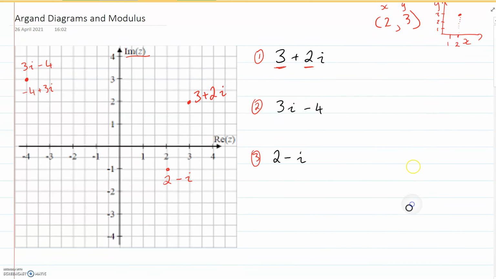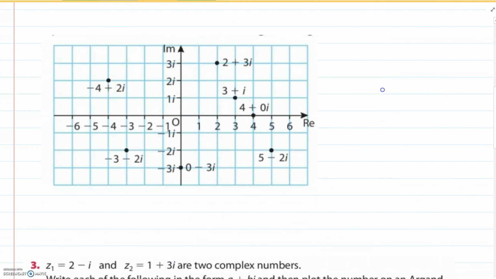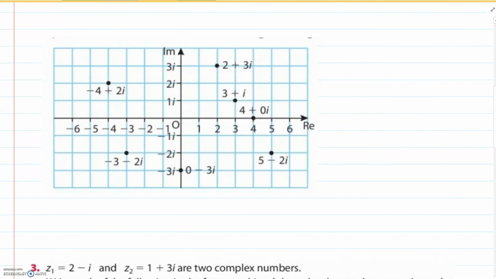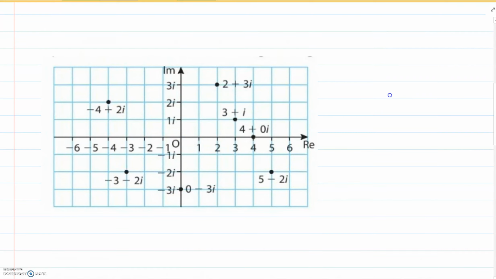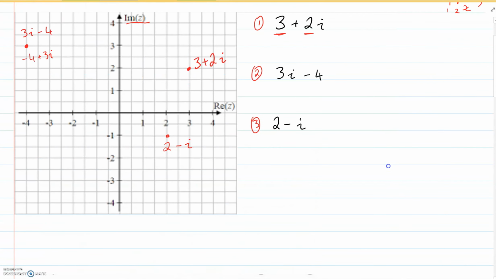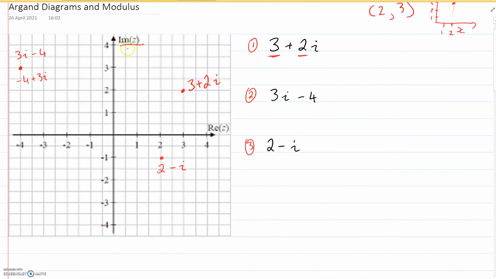If we go down, this is a diagram out of the book, page 195 in your textbook, and it gives you lots of different points plotted on this Argand diagram. Now you can see that they've done their Argand diagram slightly differently here. They have 3i, 2i, 1i, and then -1i, -2i, -3i. It really doesn't make a difference which one you use. The labeling is the most important part up here.